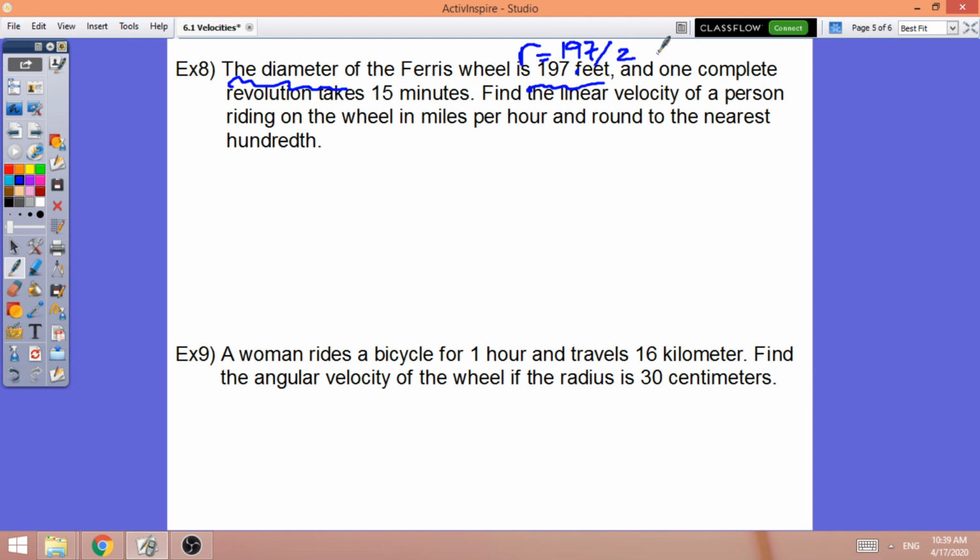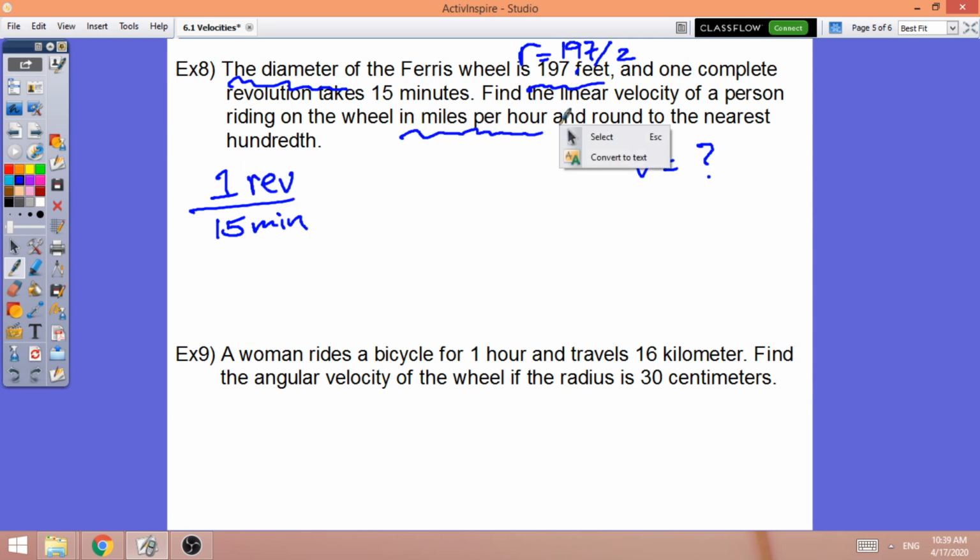And we do know that one complete revolution takes 15 minutes. So one rev over 15 minutes. Okay, so find the linear velocity. Again, v once again. But we need to find v in terms of the unit of miles per hour. So that means it's going to be a lot of different units involved.